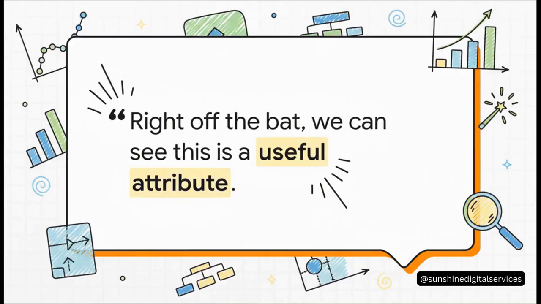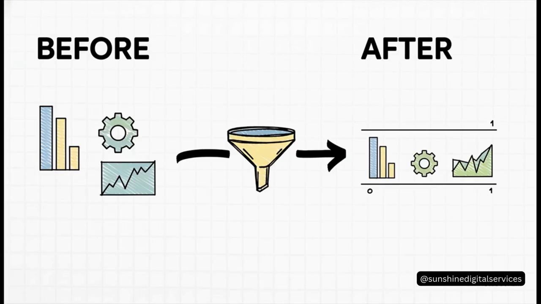And that, right there, is the power of Weka's visualization tools. I mean, in just a few seconds, without any code, we've already found a crucial insight. Like Josh Gordon from Google says, right off the bat, we can see this as a useful attribute. That's the exact kind of intuition that Weka helps you build so quickly. Now, data in the real world is almost never perfect. It's messy.